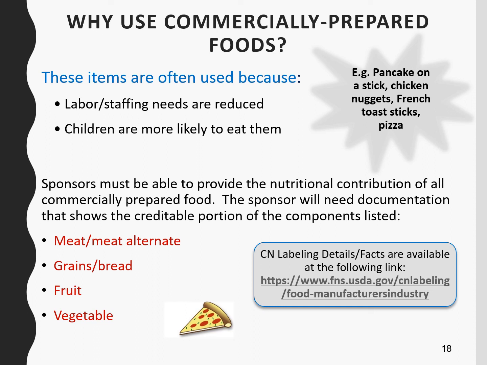Commercially prepared foods are items like pancake on a stick, chicken nuggets, French toast sticks, or pizza. These items are often used because labor and staffing needs are reduced and children are more likely to eat them. Sponsors must be able to provide the nutritional contribution of all commercially prepared foods. The sponsor will need documentation to show the creditable portion of the components listed for meat alternates, grains, bread, fruit, and vegetables.